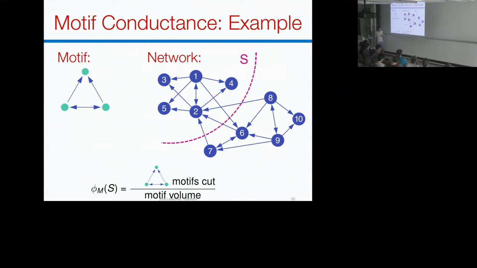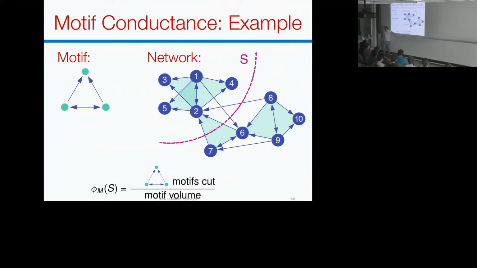The first thing I need to do is identify all the instances of this motif. To make it easy for you, here I colored them. Here's an instance of the motif, here's one, and up there are 3. There is one here, and then 1, 2, 3, and 1, 2, 5. Now, what's the number of motifs cut by this particular cut? I'm cutting one motif. That's the one instance of the motif that we have to cut.